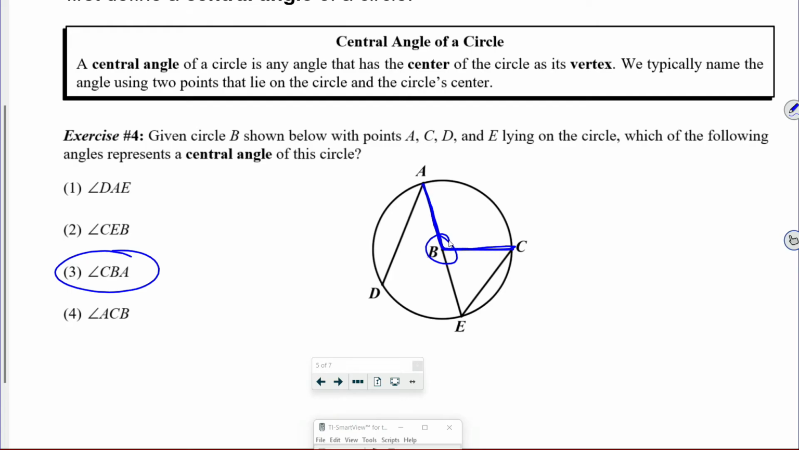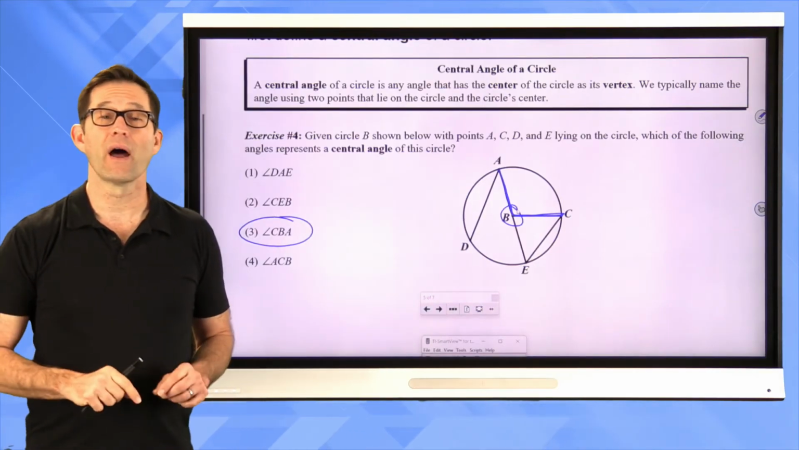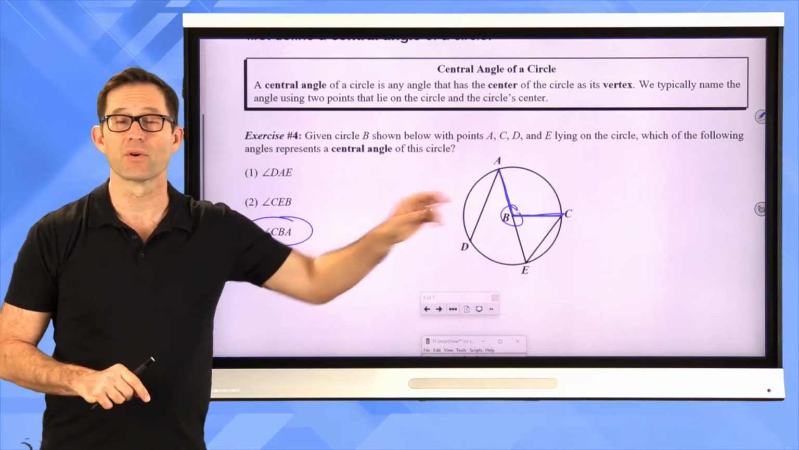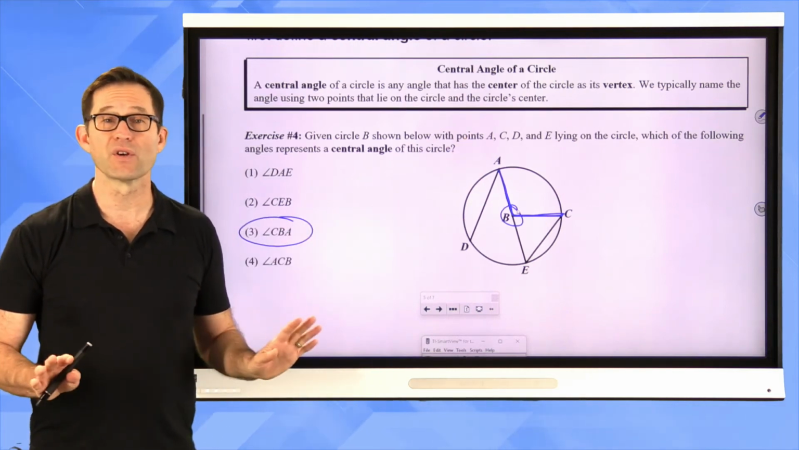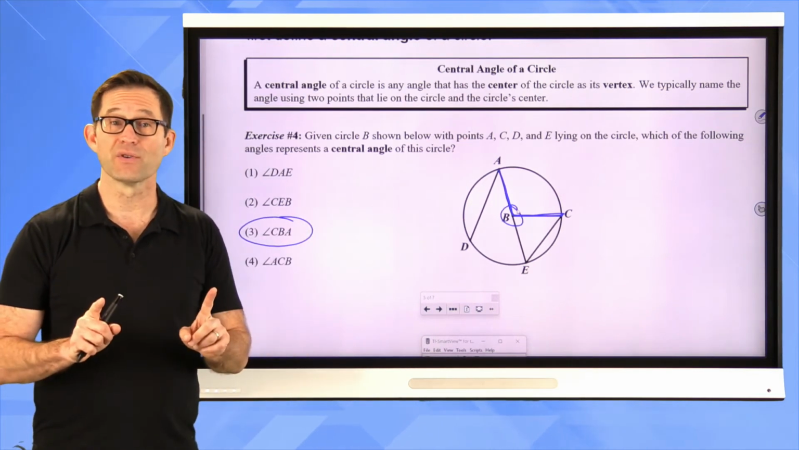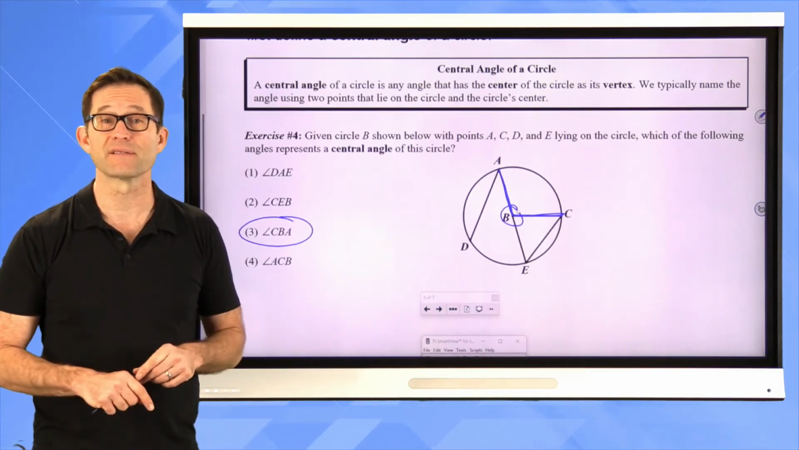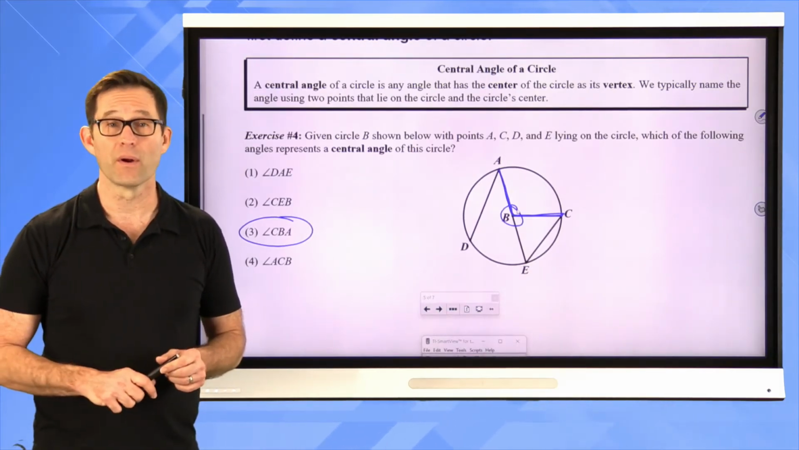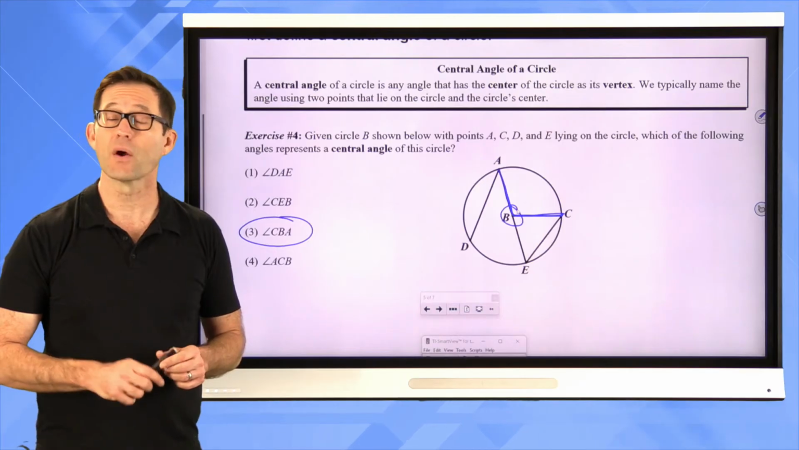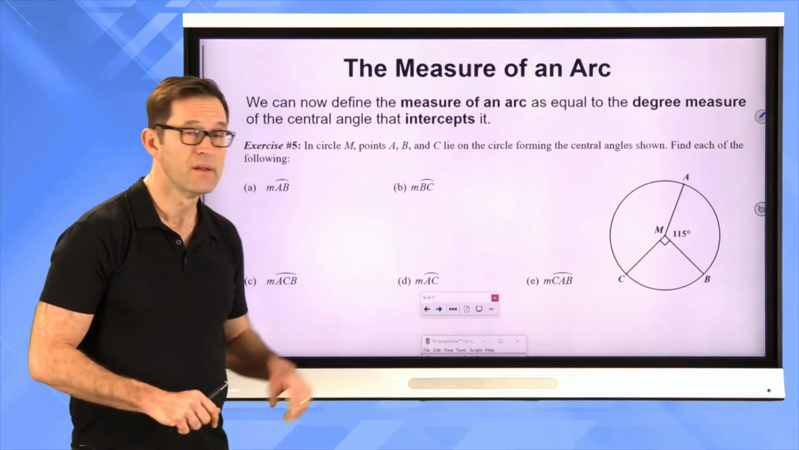All the other angles in this particular diagram have points on the circle as their vertices, and those aren't central angles. They are special types of angles. We'll get into them in the next lesson, but for right now, we only want to be thinking about central angles. Okay, let's keep going.